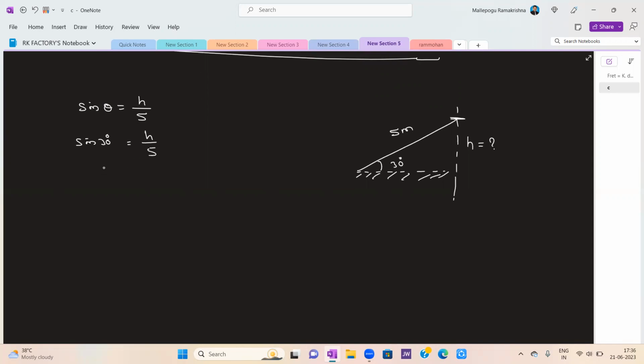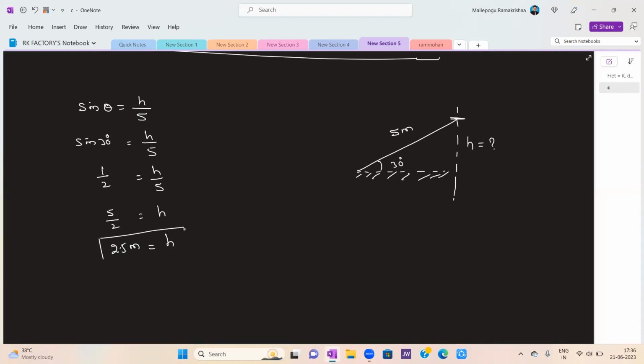And sine 30 we know from the previous values, whatever we discussed in the table. You have to remember it, otherwise you can't do anything. It's 1 by 2 equals h by 5. This is going to be h equals 5 by 2. That means even though the ladder is 5 meter, I can touch the wall only up to 2.5 meter.